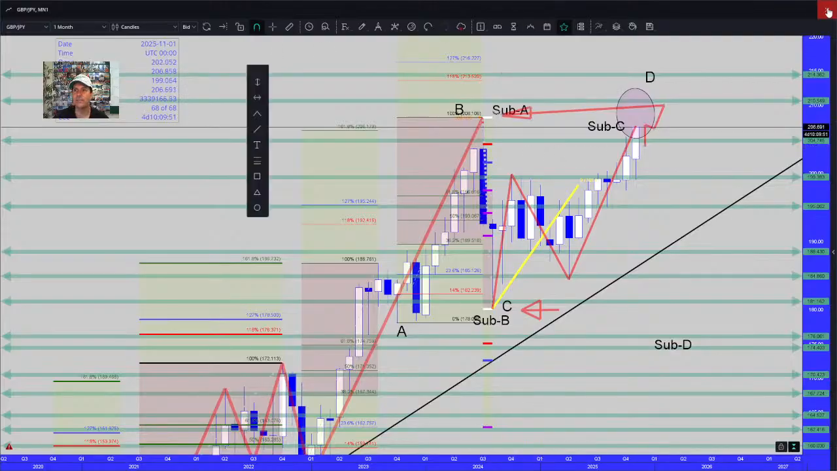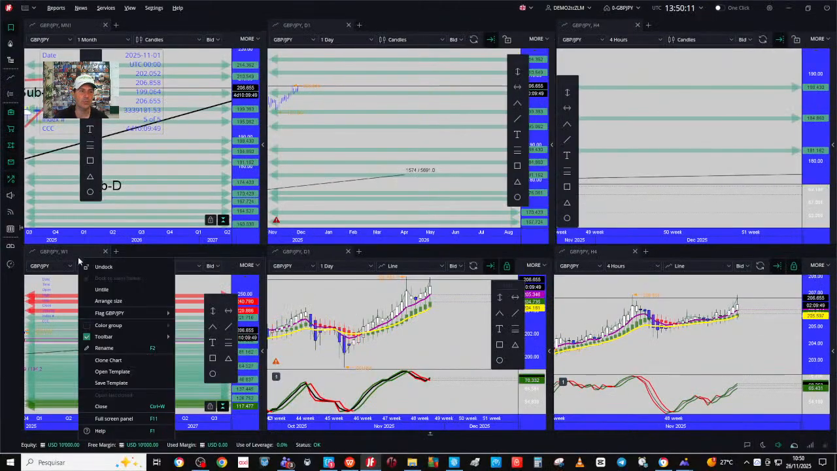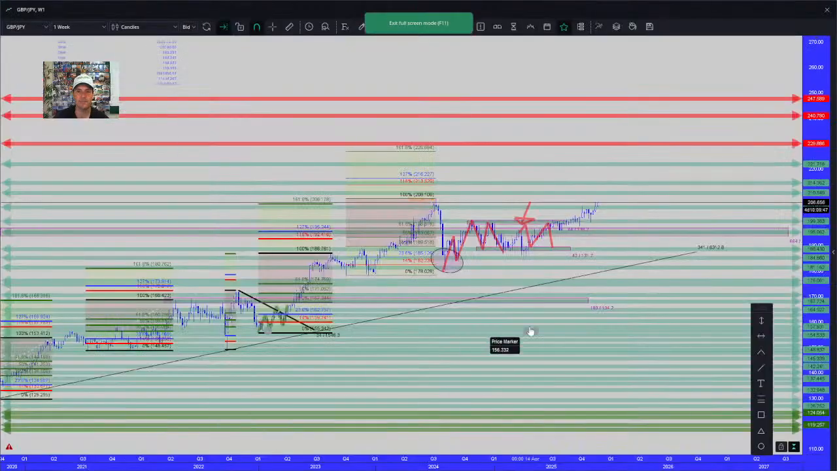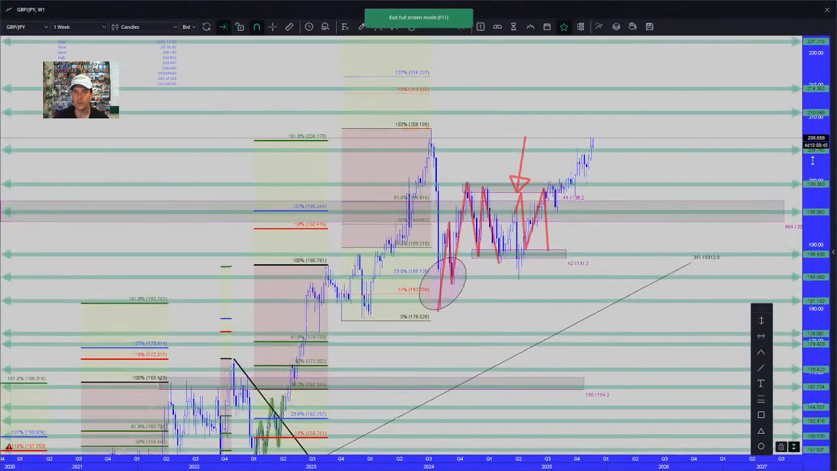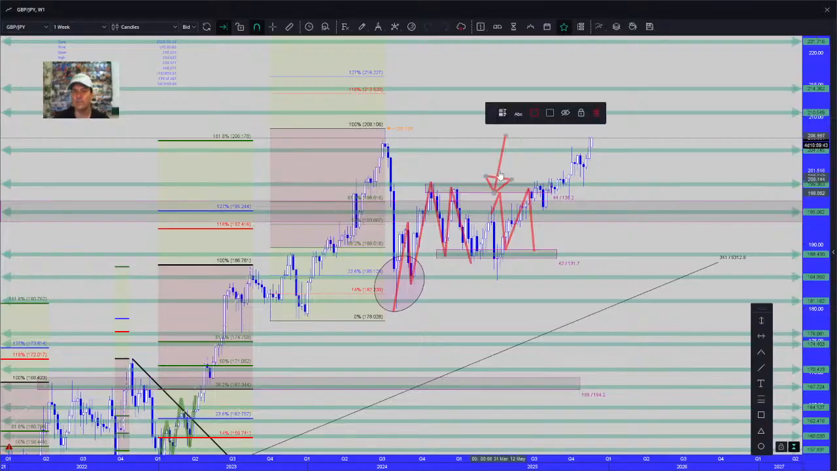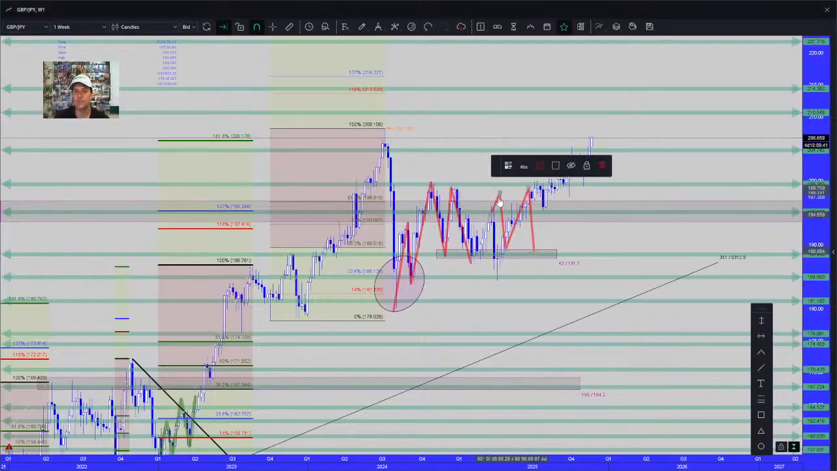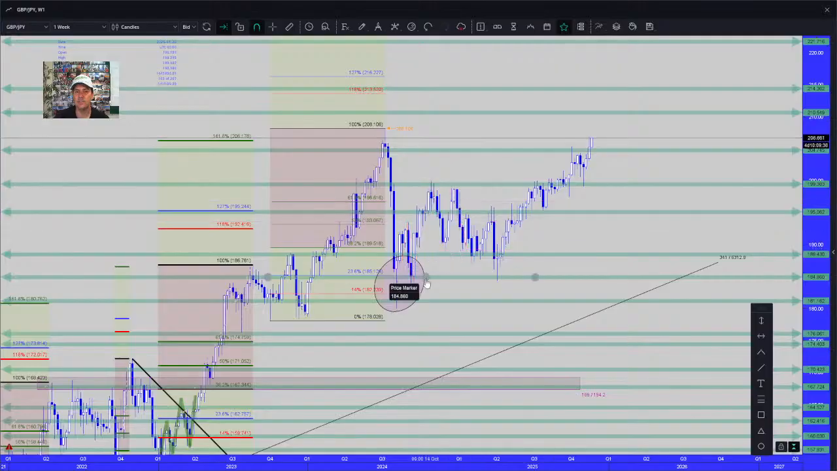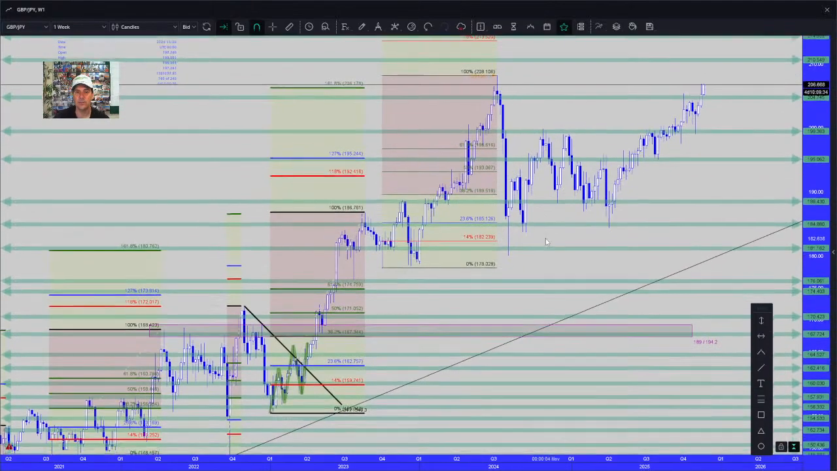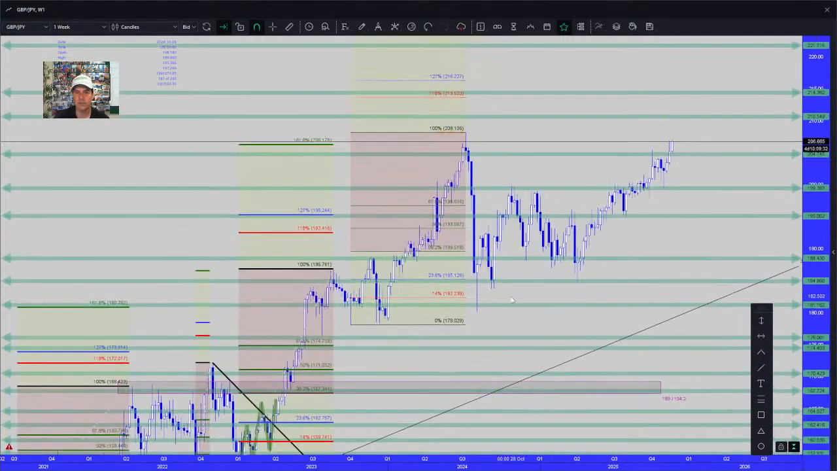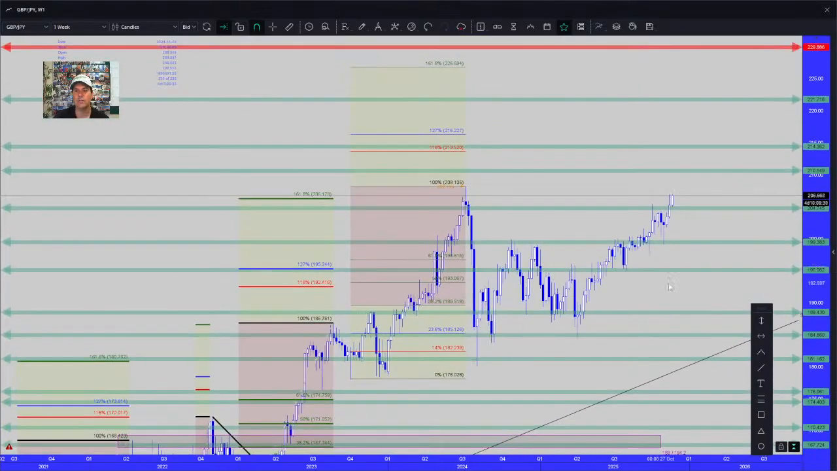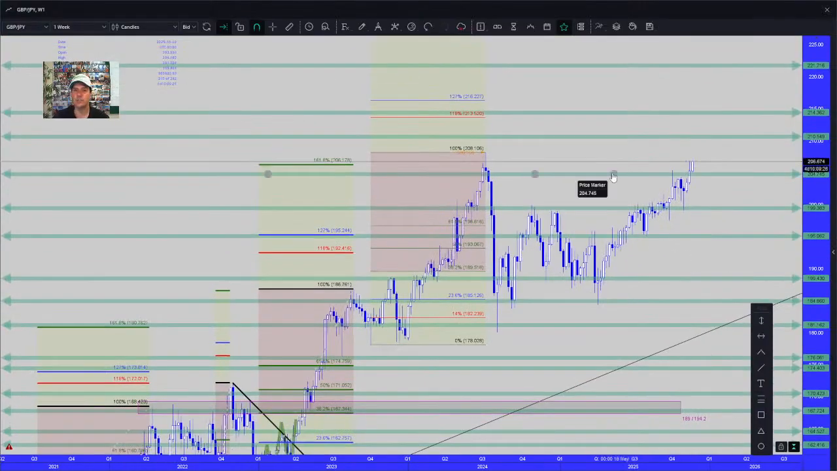No, exactly. All right, everybody. So let's go now to the GBP JPY weekly chart. We're going to delete a few things. Delete this one, delete this one. All right, and so this is the most recent Fibonacci, everybody, on the GBP JPY weekly chart.